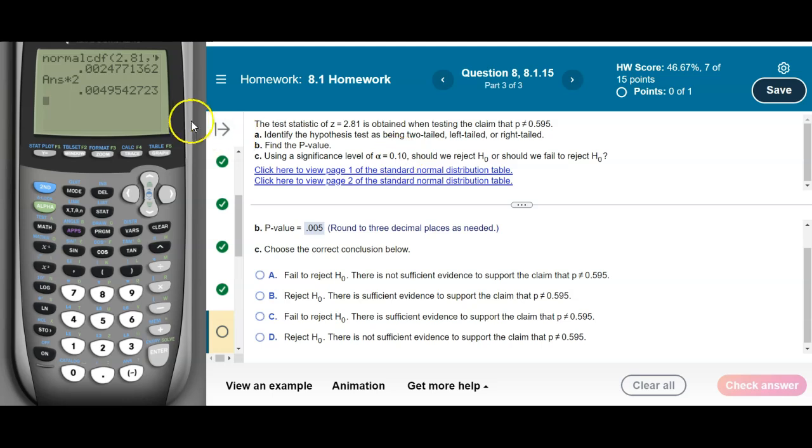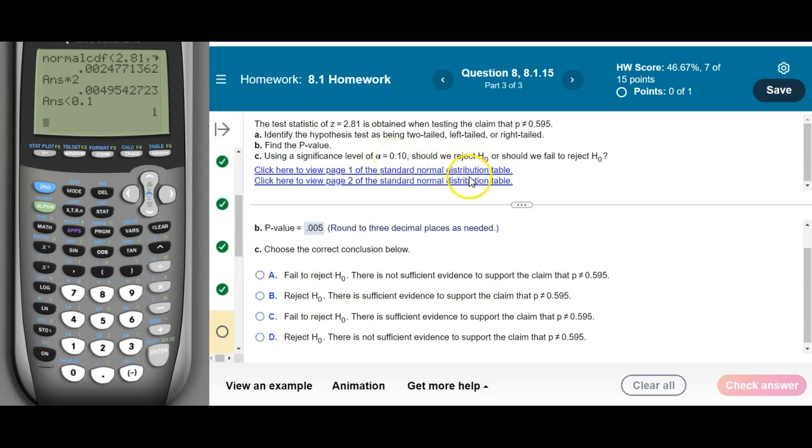Now that we've got that part done, we want to find what's our conclusion. So when the p-value is less than alpha, we reject. If it's greater than alpha, we fail to reject. So I've got a number in there. I can just hit second test and do that number. And Ans, when you see Ans, it's the previous value. Is that number, our p-value, less than alpha, which is 0.1?